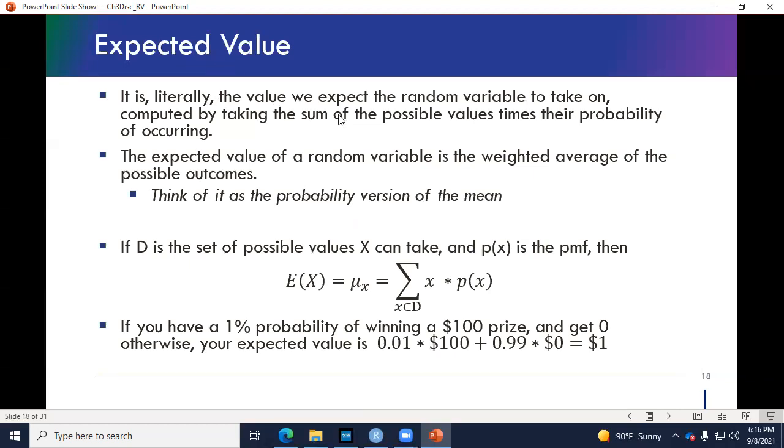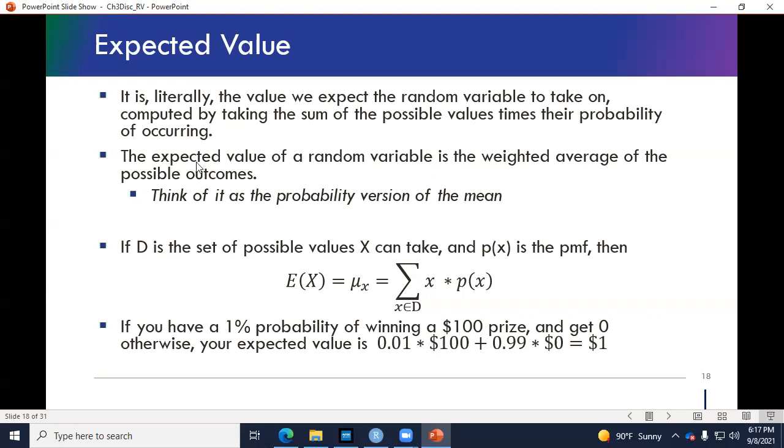So the expected value, to put it literally, is the value we expect the random variable to take on, which if you want to compute it, you just take the sum of the possible values times their probability of occurring. So that's when those possible values have different probabilities of occurring. That's the expected value.